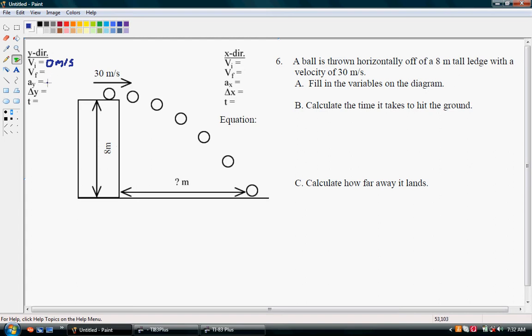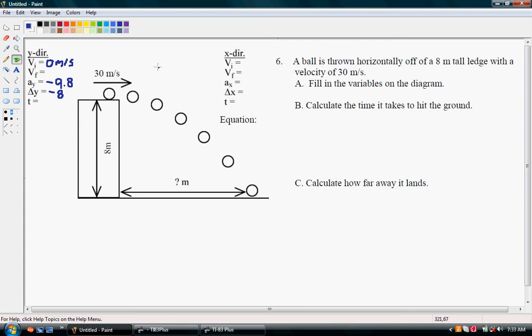So we do know gravity, the acceleration due to gravity in the y direction, it's negative 9.8 meters per second squared. Our delta y, we know because this ledge is 8 meters tall. But this object falls 8 meters. So this is actually when y equals 0, and then it falls 8 meters below 0. So your delta y is actually negative 8 meters. And we don't know how much time it takes because they haven't told us yet.